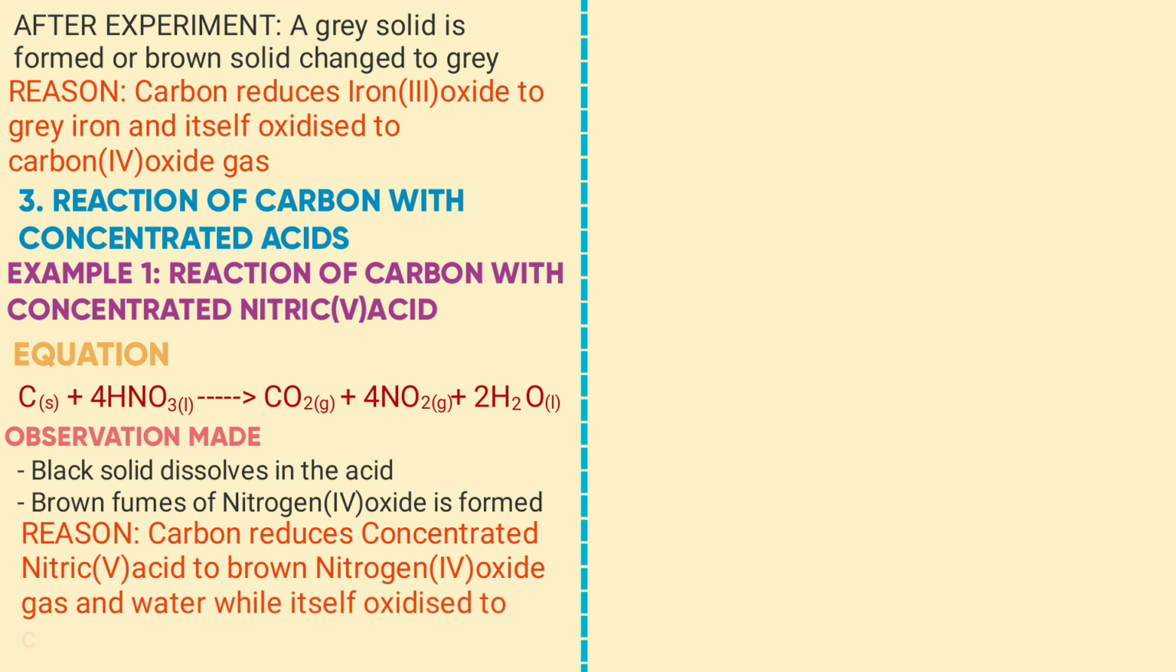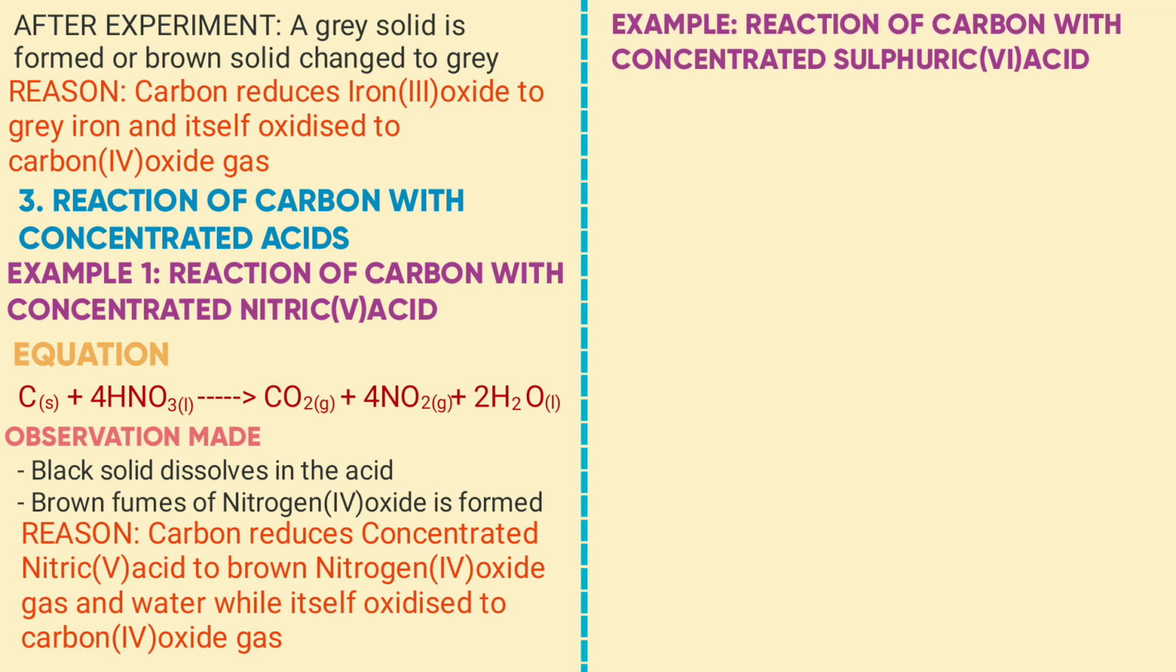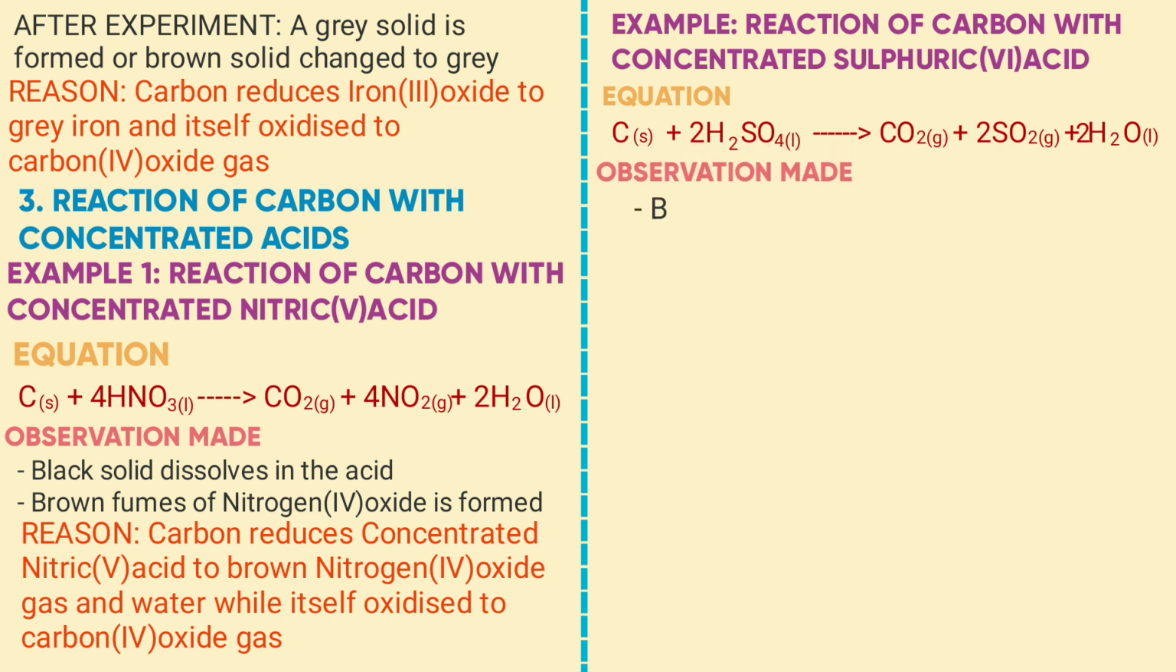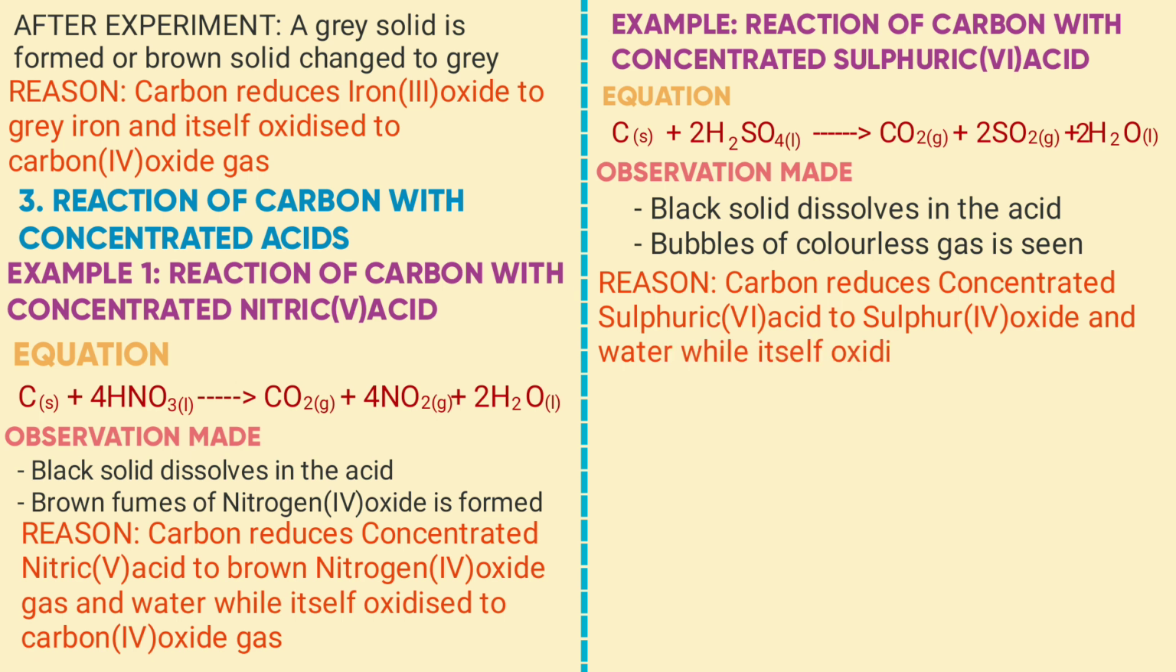Example 2, reaction with concentrated sulfuric(VI) acid. Equation is carbon plus sulfuric(VI) acid, arrow, carbon(IV) oxide plus sulfur(IV) oxide plus water. Observation made is black solid dissolved in the acid, bubbles of a colorless gas are seen. Reason: carbon reduces sulfuric(VI) acid to sulfur(IV) oxide and water while itself is oxidized to carbon(IV) oxide gas.